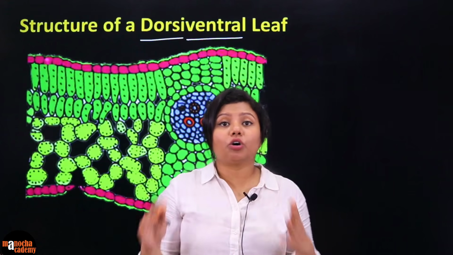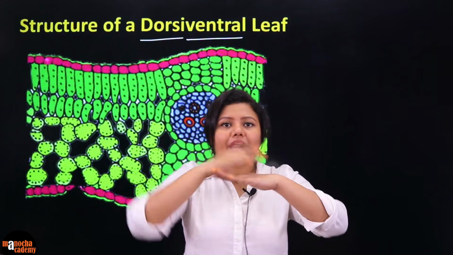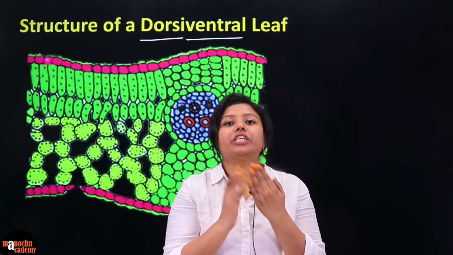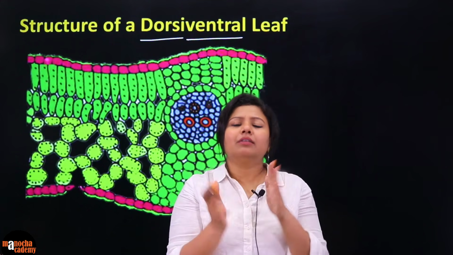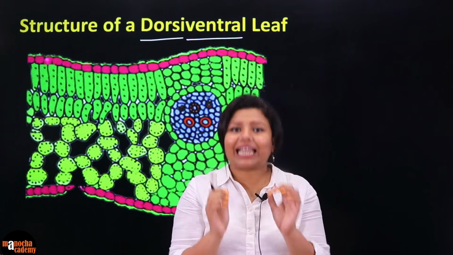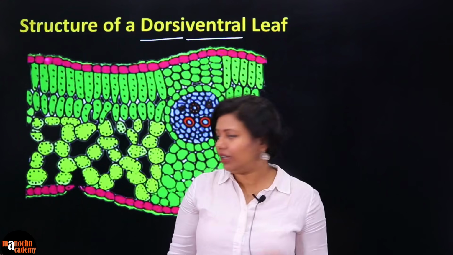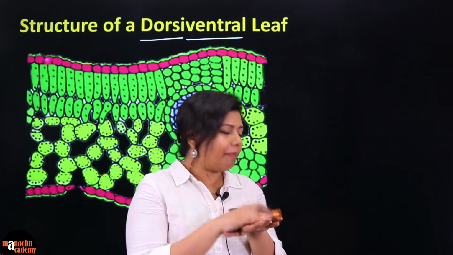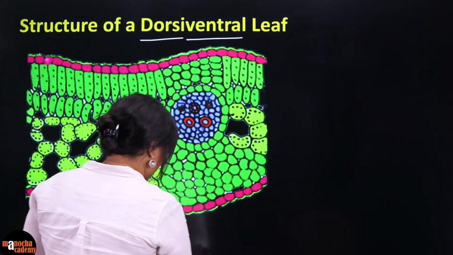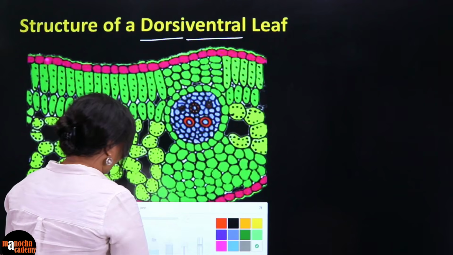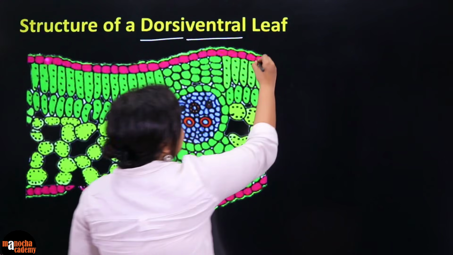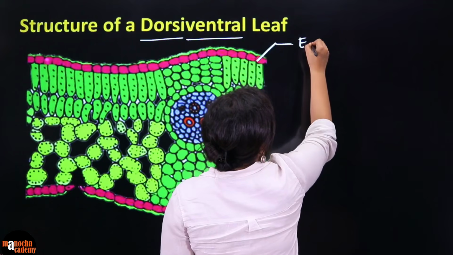Now this is called a dorsiventral leaf because the upper and the lower sides have different shades. The upper side is dark green, the lower side is light green, right? If you see a mango leaf, you will understand that the upper side is dark green and the lower side is light green. Okay, so if you see this leaf, then this is the epidermis.